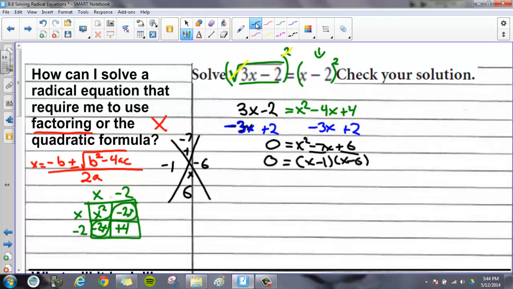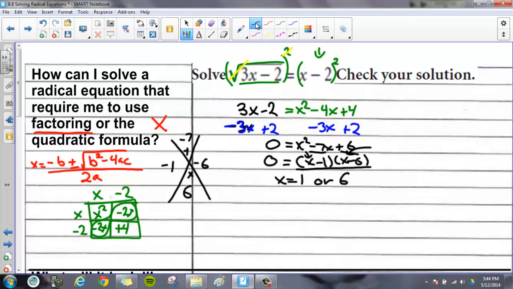So how do I solve this? What are my two solutions? Well, one solution is when x is equal to 1, because when I put a 1 in for this x, this whole thing is zeroed out, since 1 minus 1 is 0. My other solution is 6, because when I put a 6 in for this x, 6 minus 6 is 0, and that zeroes this whole thing out. So I got two solutions, 1 or 6.